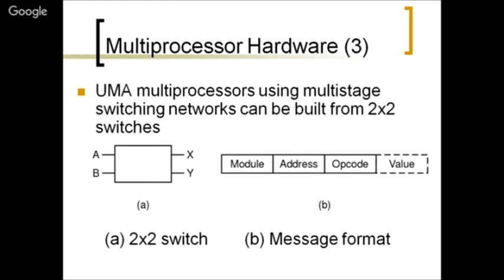In the third type, now what about the switch? The switch can be scaled up. It can be a 2x2 switch, or multiplexers. It can be a multi-stage switch, single stage, or it can be anything. 2x2, 2x4, means multiples of 2. So this is the third type, in which we have a 2x2 switch. Its message format will again be some module address, some code, and some value if you want.